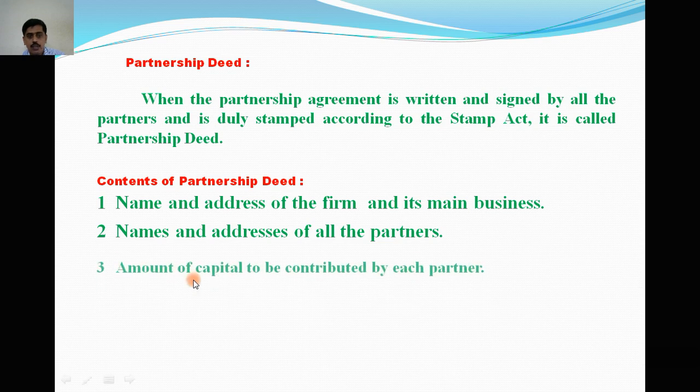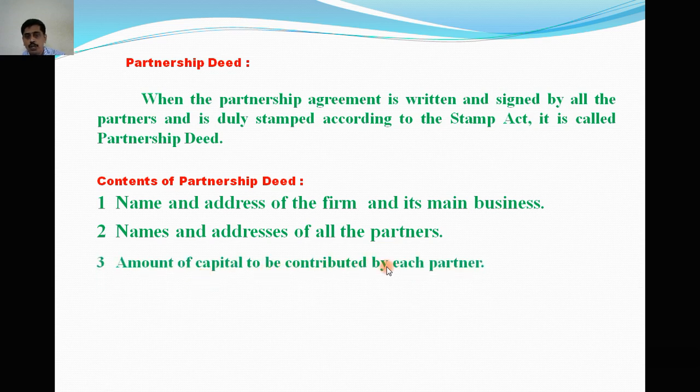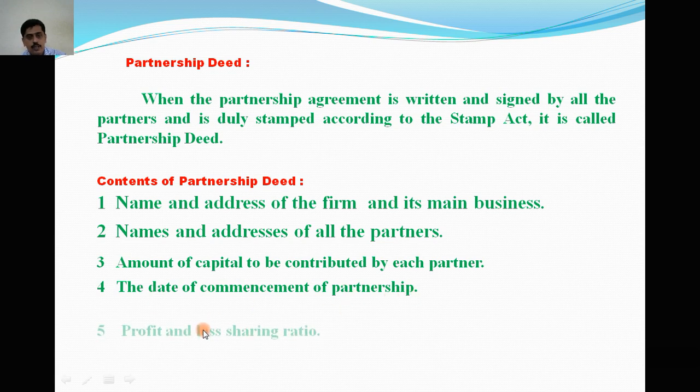And next, amount of capital to be contributed by each partner. All these points are self-explanatory. Then it includes the date of commencement of partnership. Next, profit and loss sharing ratio. How the partners are supposed to share the profit, whether it is equal or whether it is 2:3:1 or 3:2:1, like that, they mention it in the partnership deed.